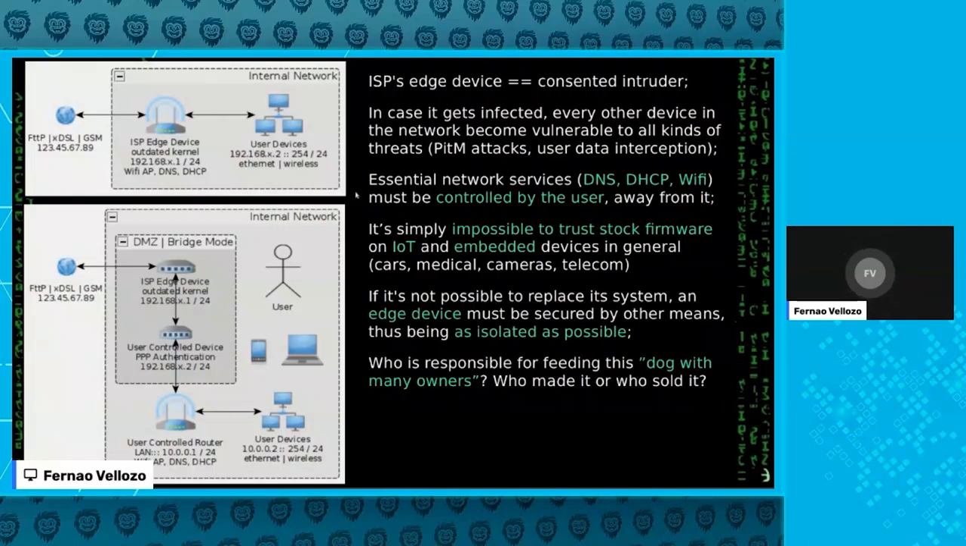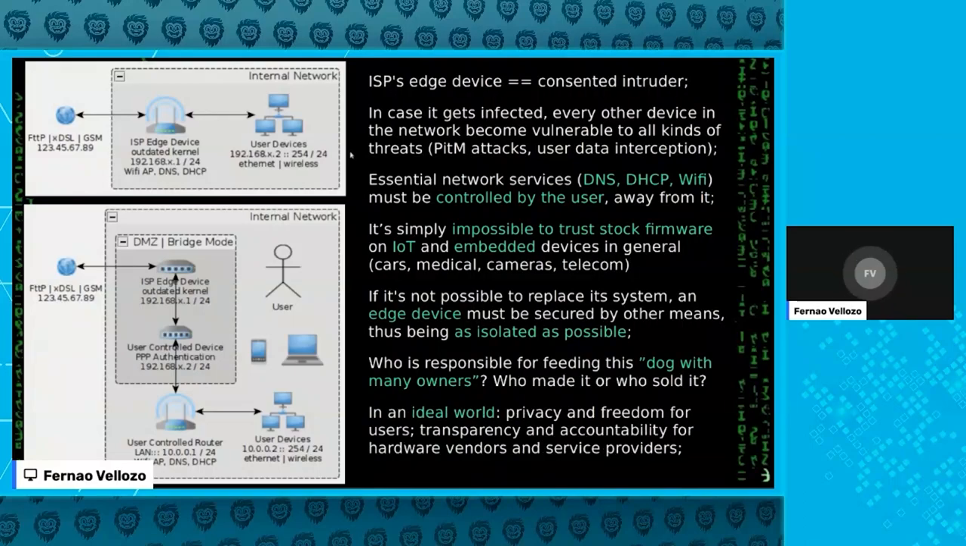And one thing that we must keep in mind is that we're talking about a dog with many owners. And we all know that for dogs with many owners, there's no one to actually feed them. So we have to think, who's responsible for feeding this dog? It's the users. The users can do it, but the vendors and the ISPs won't allow it, and they won't do it either. So that's a bit of a dilemma that we have here. Just to close this subject, there must be privacy and freedom for users when it comes to hardware and software, and there should be transparency and accountability for hardware vendors and service providers, because that's sensitive data they are dealing with, and they should be more careful.